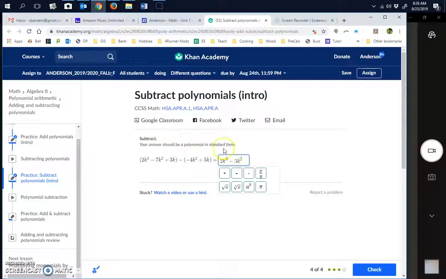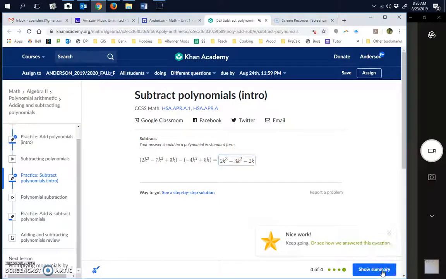3k squared. We have a plus 3k here, and this is now a negative 5k because the negative sign distributed. So plus 3 minus 5 is minus 2. Okay, that should be our answer. And we are done.